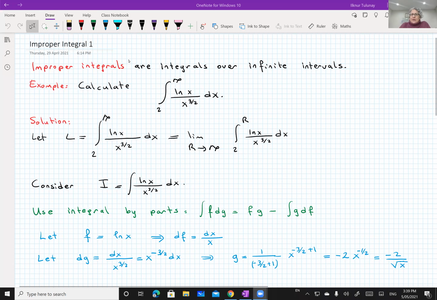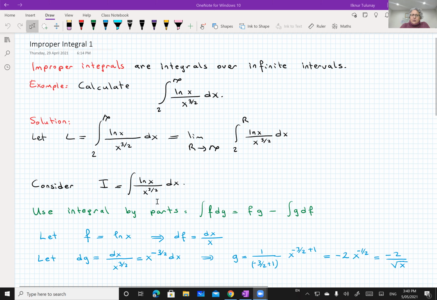Now, what is an improper integral? Let's remind ourselves. They are integrals over the infinite intervals. So, for example, you have this kind of integral to solve. Let's call this integral L, so that if we name it, it will be easier for us to work on. We can write this integral as the limit as r goes to infinity of the integral from 2 to r of ln x over x to the power of 3 over 2 dx.